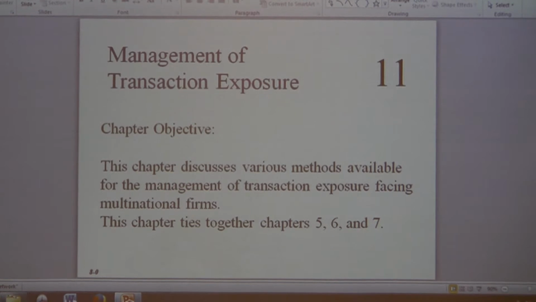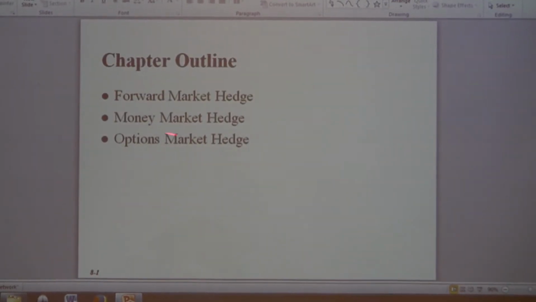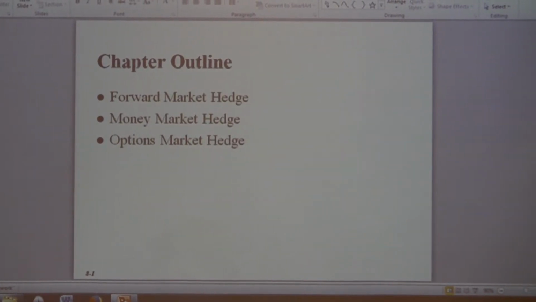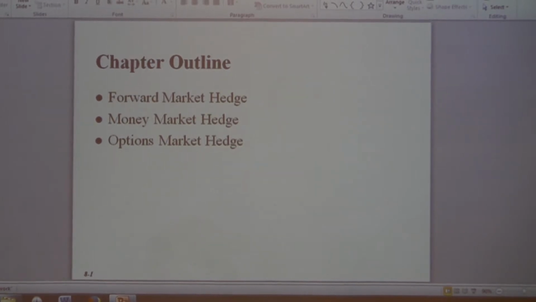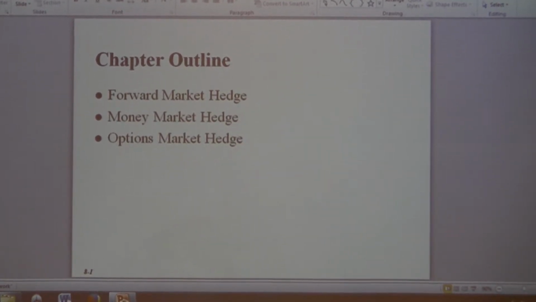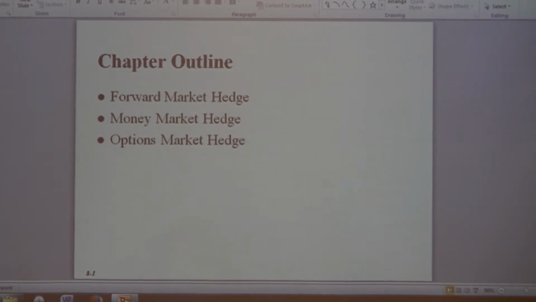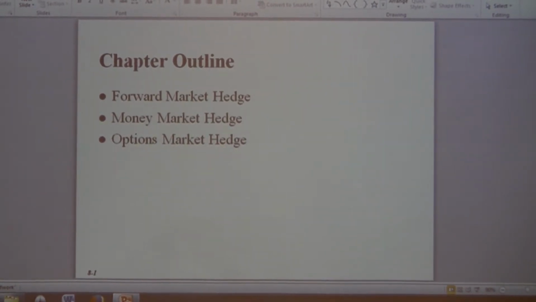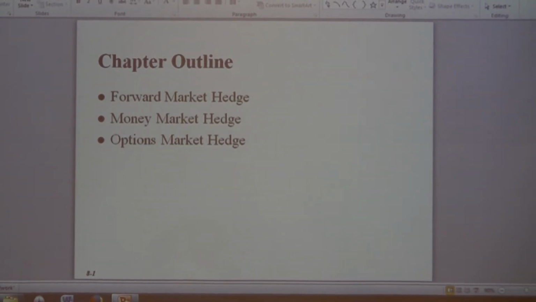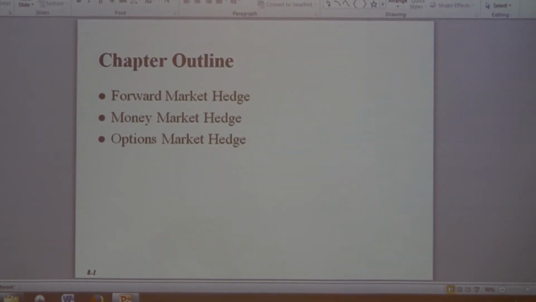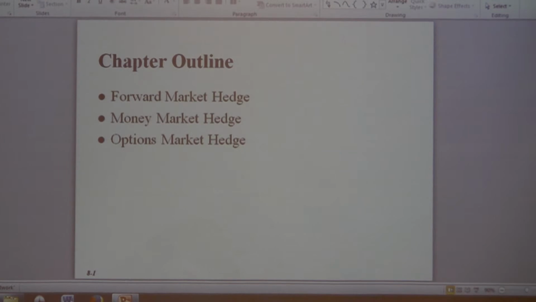So the first one is referred to as a money market hedge. That is perhaps the simplest way to make a transaction. The second one is a forward market hedge or a futures hedge. And the third one is an options market hedge. So these are the 3 main things we're going to talk about if you have to make a transaction. So basically here, we're talking about either making a payment or receiving a payment.